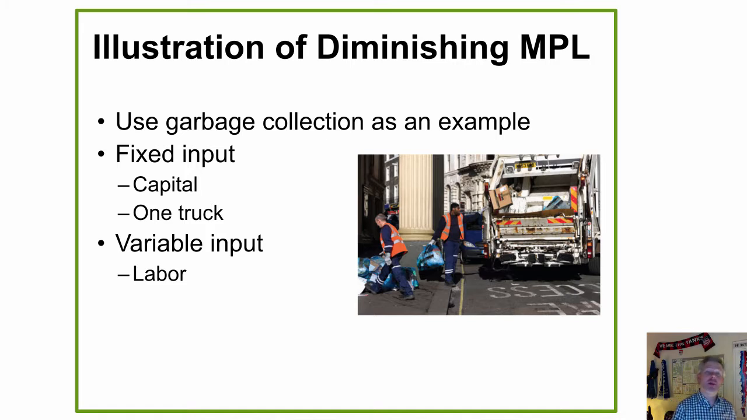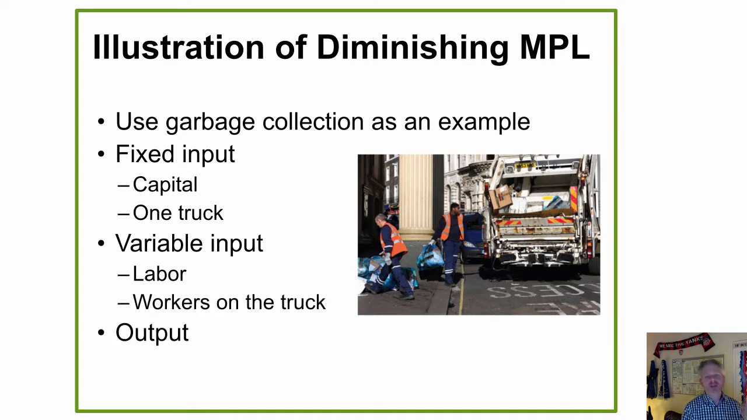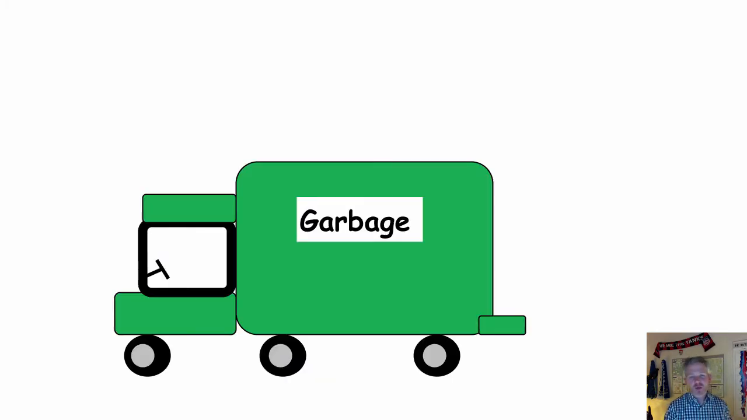But we have a variable input, meaning we can use more or less of it as we see fit, all right? And that's going to be labor. And those are the workers on the truck. Our output is trash cans picked up, okay? So here we go with our garbage truck, all right? Very skillfully drawn garbage truck, all right?